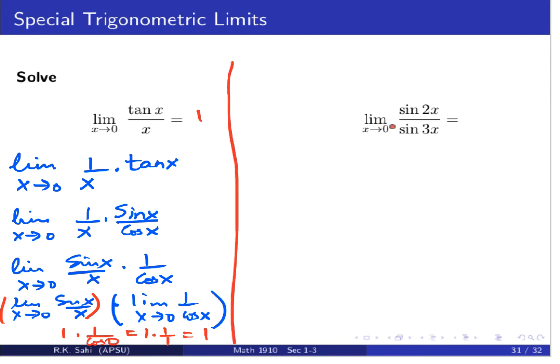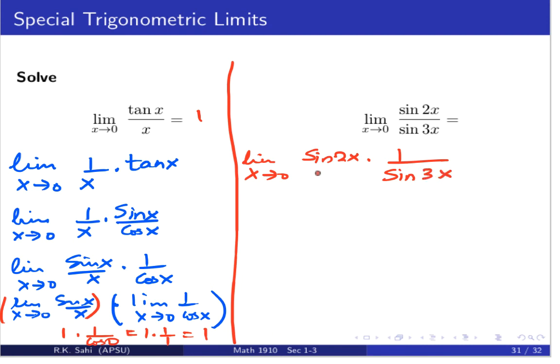The next problem says, limit as x approaches 0 of sine 2x over sine 3x. There is no x in the denominator, but if we play with this function, sine 2x over sine 3x, we will get an answer. So let's play with the sine 2x over sine 3x here. Limit x approaches 0. I can write this as sine 2x times 1 over sine 3x, right?